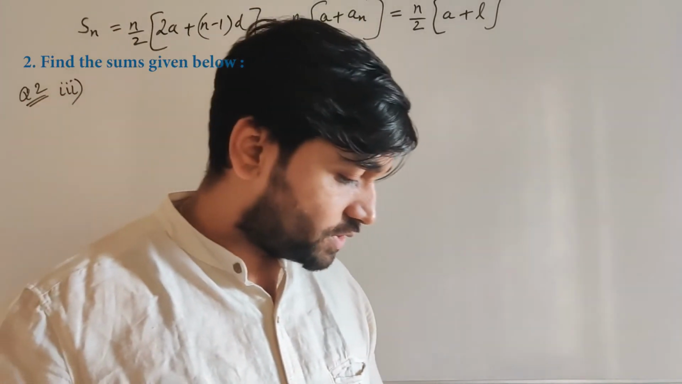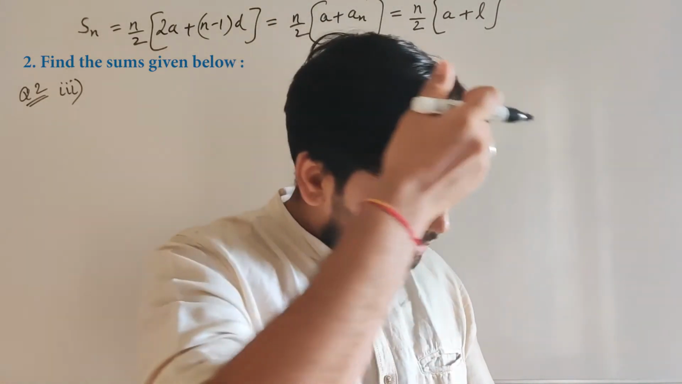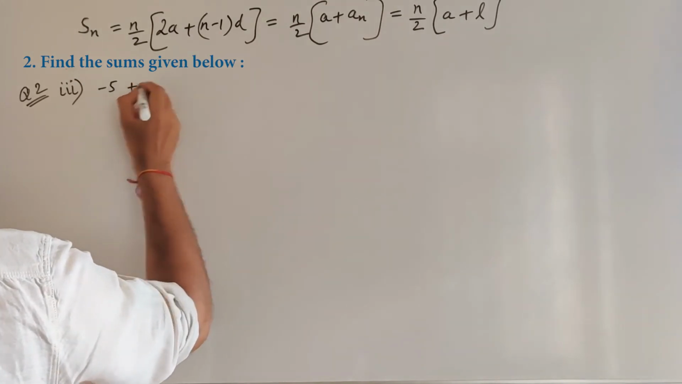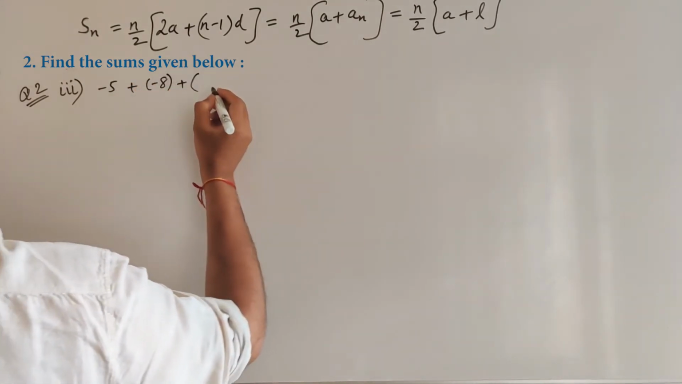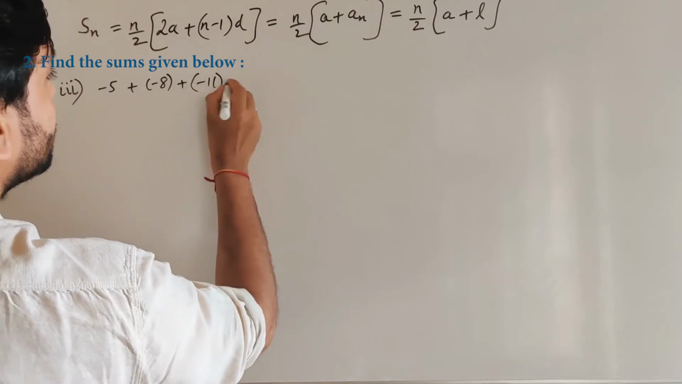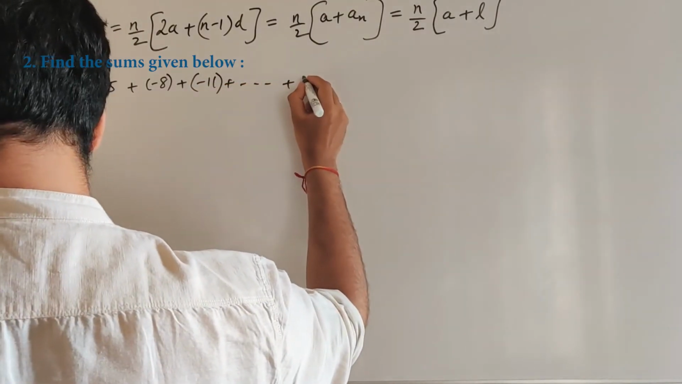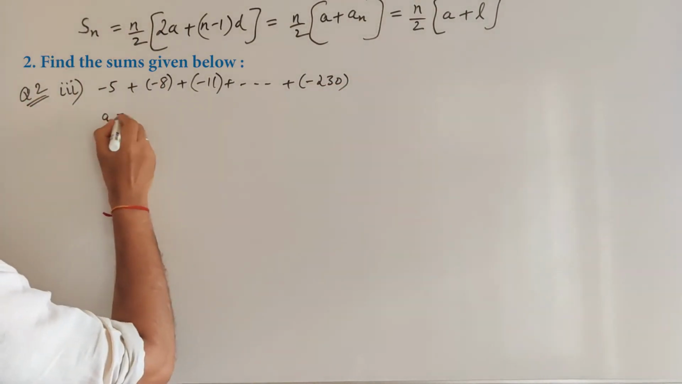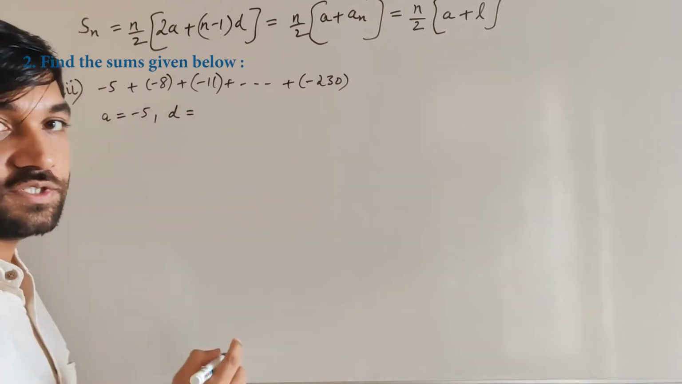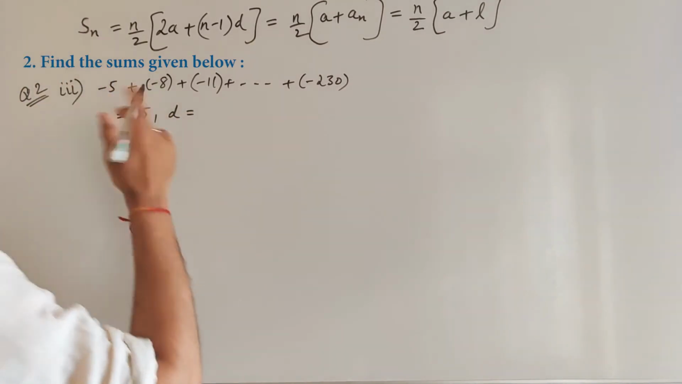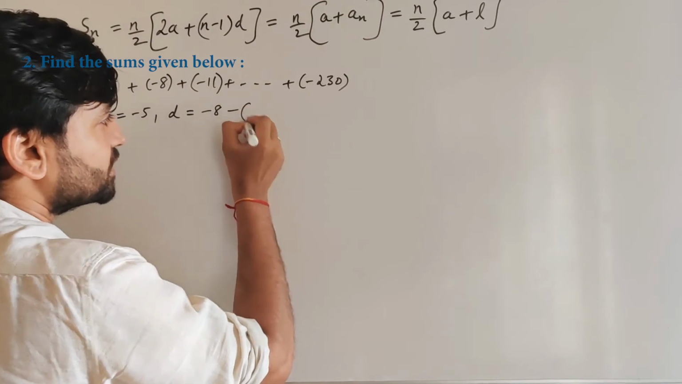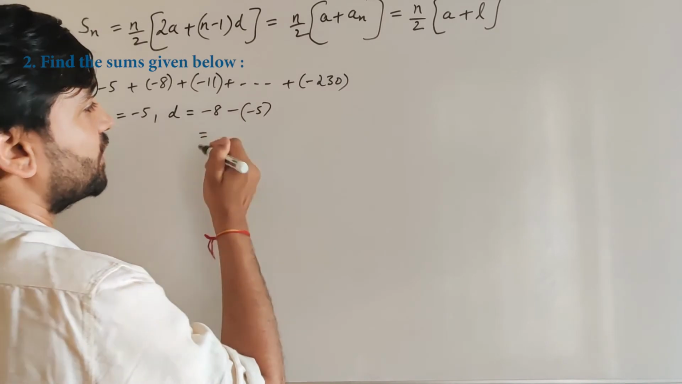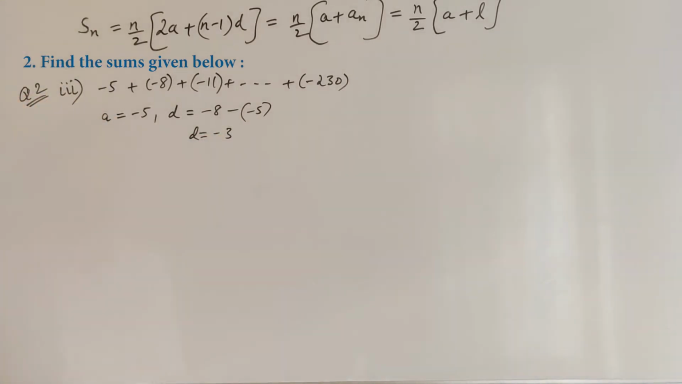Okay. The next question, the next part, third part, question number 2. The AP given here is minus 5 plus minus 8 plus minus 11 plus dash dash, and the last term given here is minus 230. So here a, the first term, is minus 5. The common difference is succeeding term minus the preceding term. So this is minus 8 plus 5, which is minus 3. So this is the common difference value.